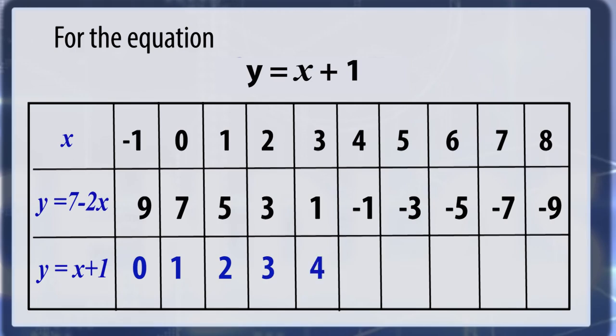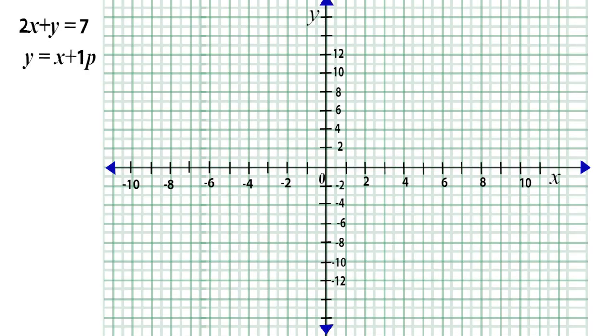X equals 4, y is equal to 5. You are right. When x equals 5, y is equal to 6. When x is equal to 6, y is equal to 7. When x is equal to 7, y is equal to 8. And finally, when x is equal to 8, y is equal to 9. Good work done. So what you have to do is to draw the straight lines with our x and y values and find their intersection as our solution set.